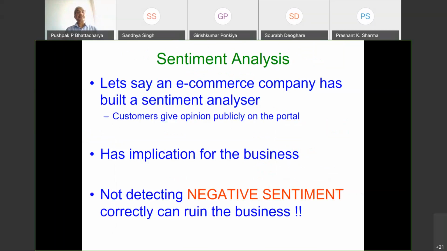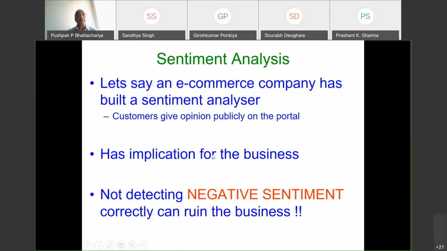Now, we take a practical situation. We are discussing sentiment analysis. Suppose there is an e-commerce company which has built a sentiment analyzer. Suppose Flipkart, Amazon, Big Basket, these are e-commerce companies. They have built a sentiment analyzer to track customer sentiment. Customers give opinions publicly on the portal. The opinion of one customer can influence the opinion of maybe 10 other customers, and this can percolate and exponentially propagate to build a massive opinion.